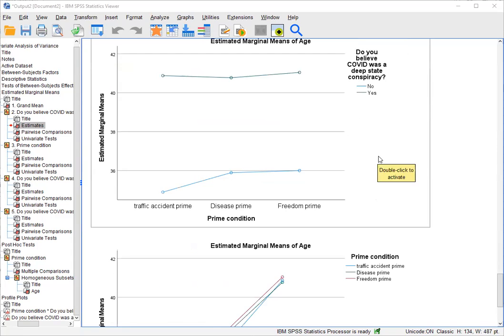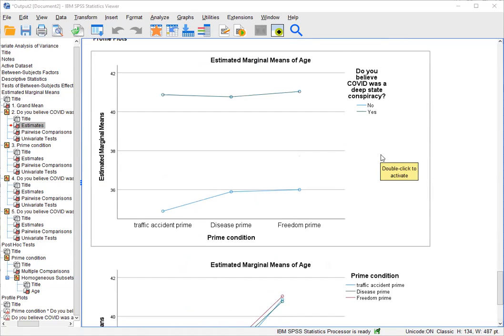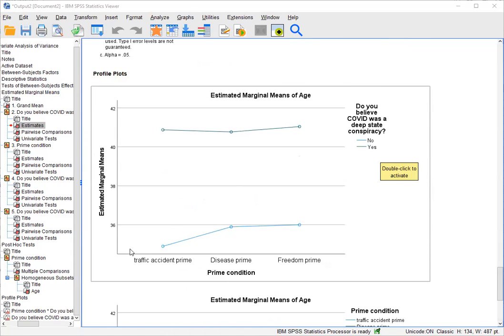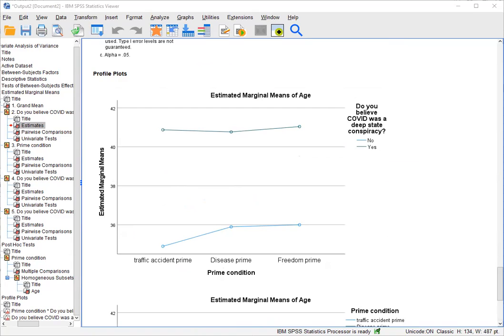And finally, we have our graphs, right? So I just wanted to show you how you can put either one of your two factors on the X or Y axis. And you can see this is, remember, mean age. And we can see here that, do you believe COVID was a deep state conspiracy? Those are the lines, okay? People who believed it was a conspiracy, this is yes, were older than people who did not, right? Okay, so you can see it by that.